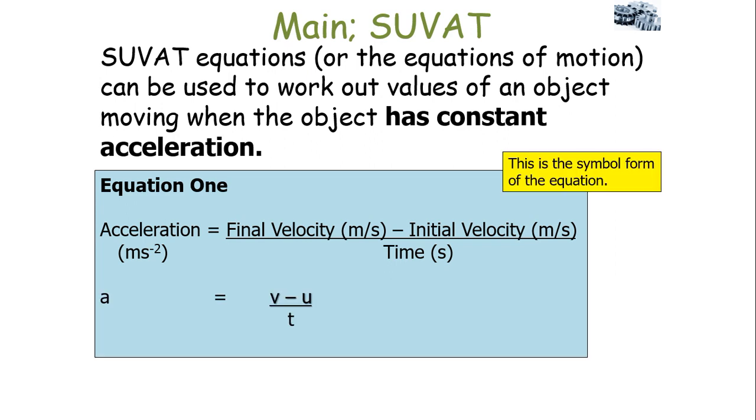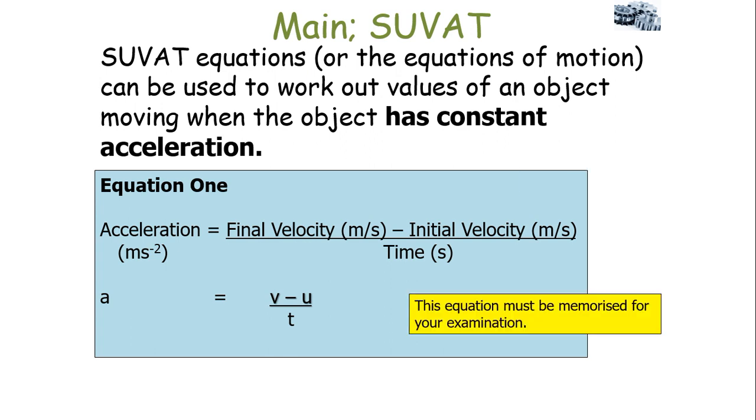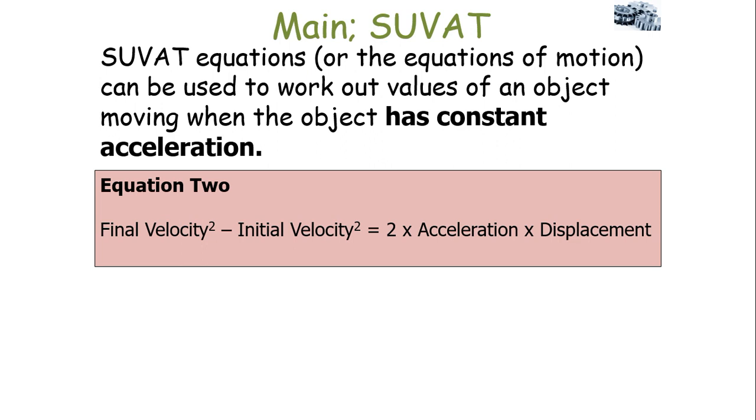So we can write this in symbol form, where a for acceleration equals v, the final velocity, minus u, the initial velocity, over time, t. So a equals v minus u over t. Now, like I mentioned before, just a couple of minutes ago, this equation has to be memorized for your examination. Now, this is the second equation which you've got to know for an object which is carrying out constant acceleration.